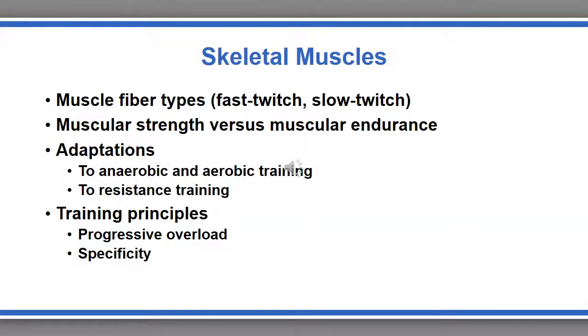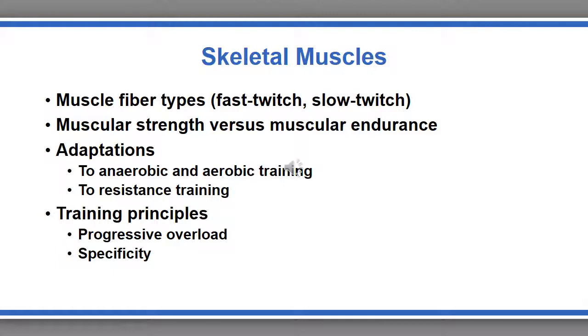Another area that's commonly looked at within exercise physiology is skeletal muscles. We have multiple types of muscle fibers, the major types being fast twitch and slow twitch. And we have muscular strength versus muscular endurance. So muscular strength is your max one repeated measure, and then your muscular endurance is how many times you can lift something over and over.